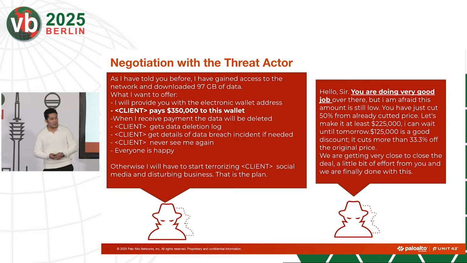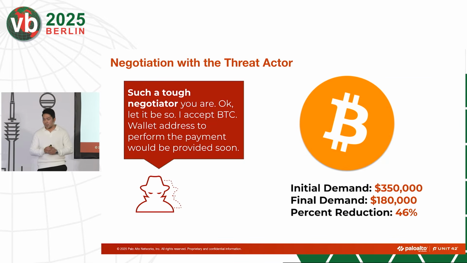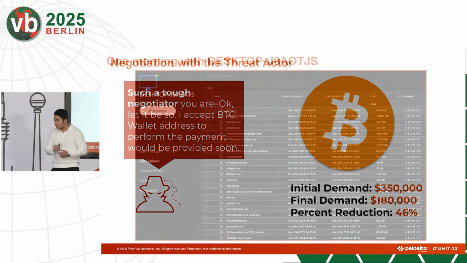There's also a lot of compliments that we received from this threat actor. You're doing a good job over there. This is the middle of the negotiation where we're still at the 33% reduction of the price, but we ended up having a 46% reduction. And the last message that we received from them is that such a tough negotiator you are, and then they provided the BTC address where we can send the payment.